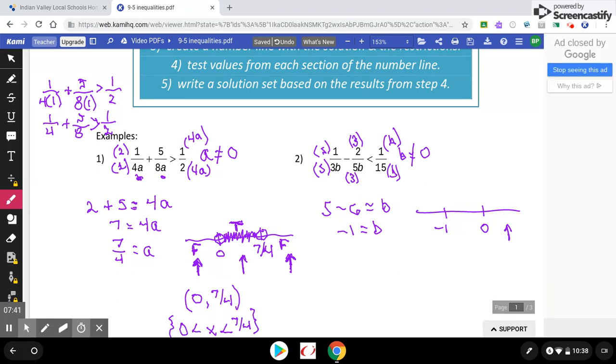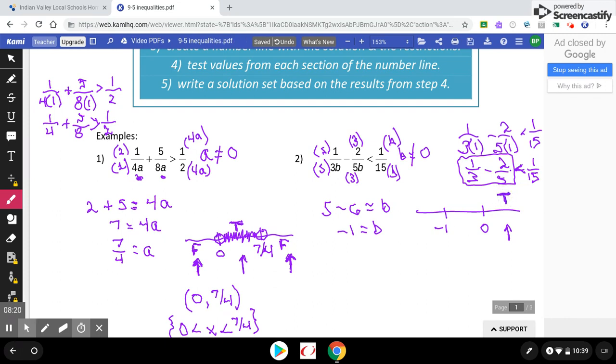Original problem. The original problem said 1/3b. So I'm popping in a 1. It said minus 2/5b. Pop in a 1. Less than 1/15. So that's 1/3. That's 2/5. Less than 1/15. Well, if you ring that up on a calculator, you're going to get a negative answer. So if this guy right here is negative, less than positives? Yes, they are. So we just determined that the number we tested in that section was true.